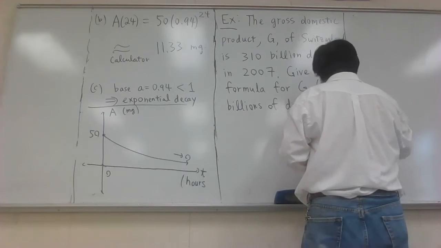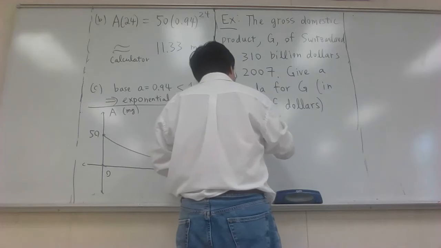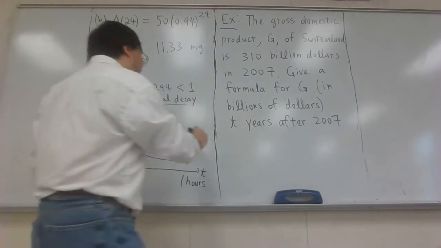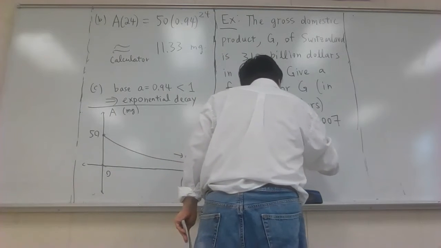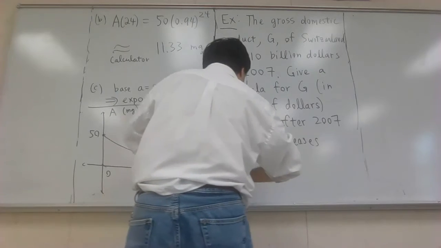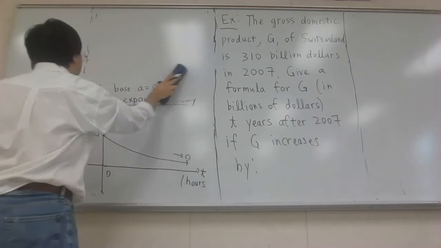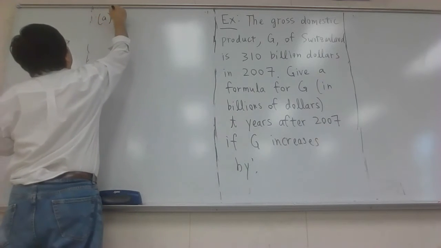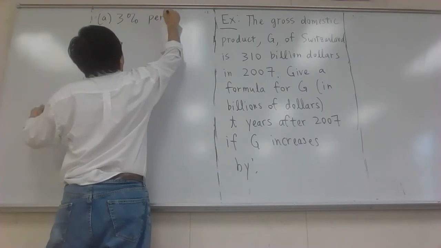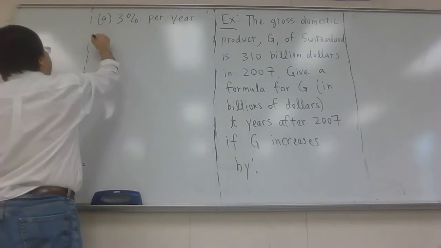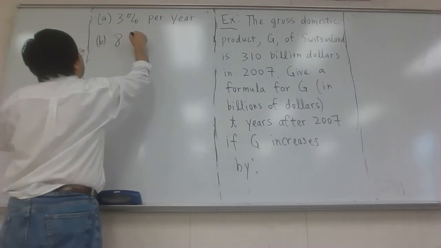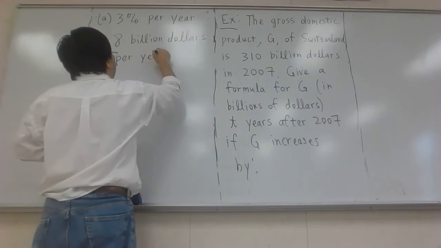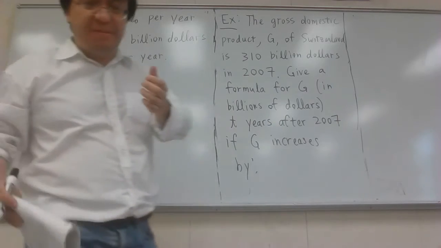t years after 2007 AD, if G increases by, and there are two possibilities. The first is 3% per year. And the second is $8 billion per year. Okay, so is everything clear? Is the whole board clear?